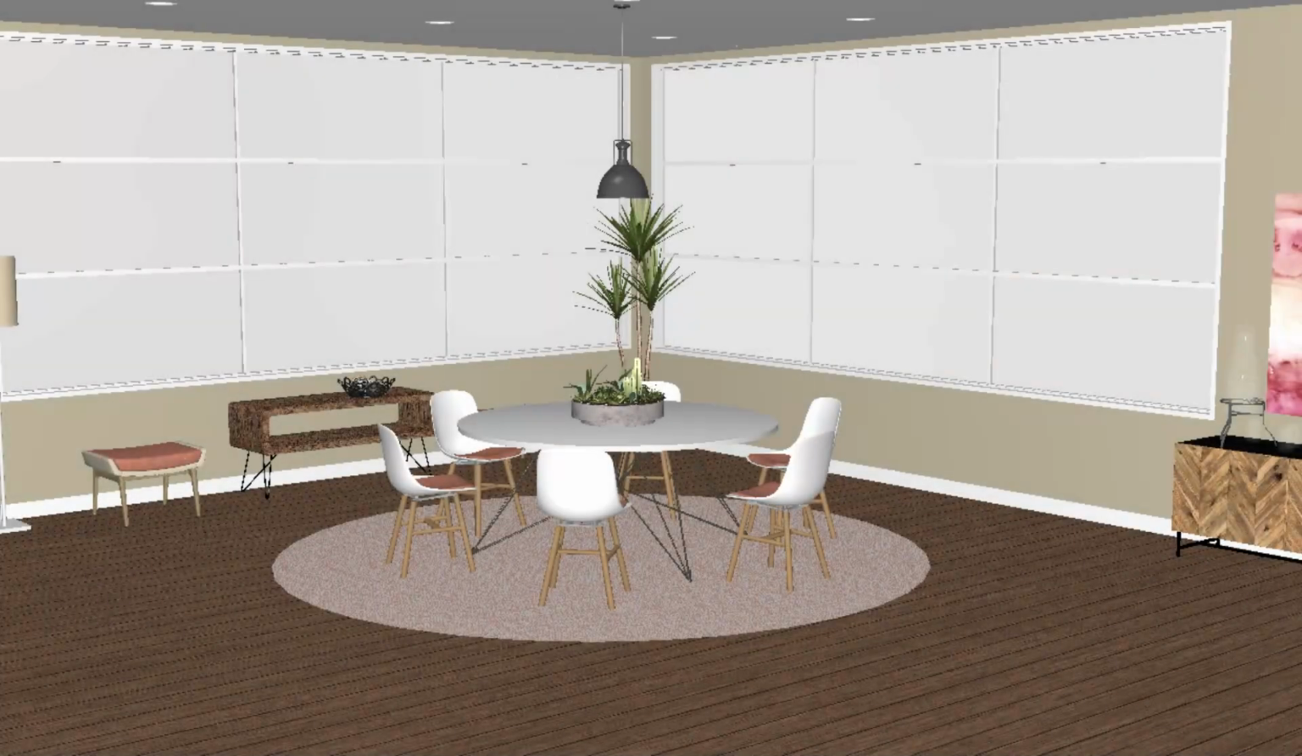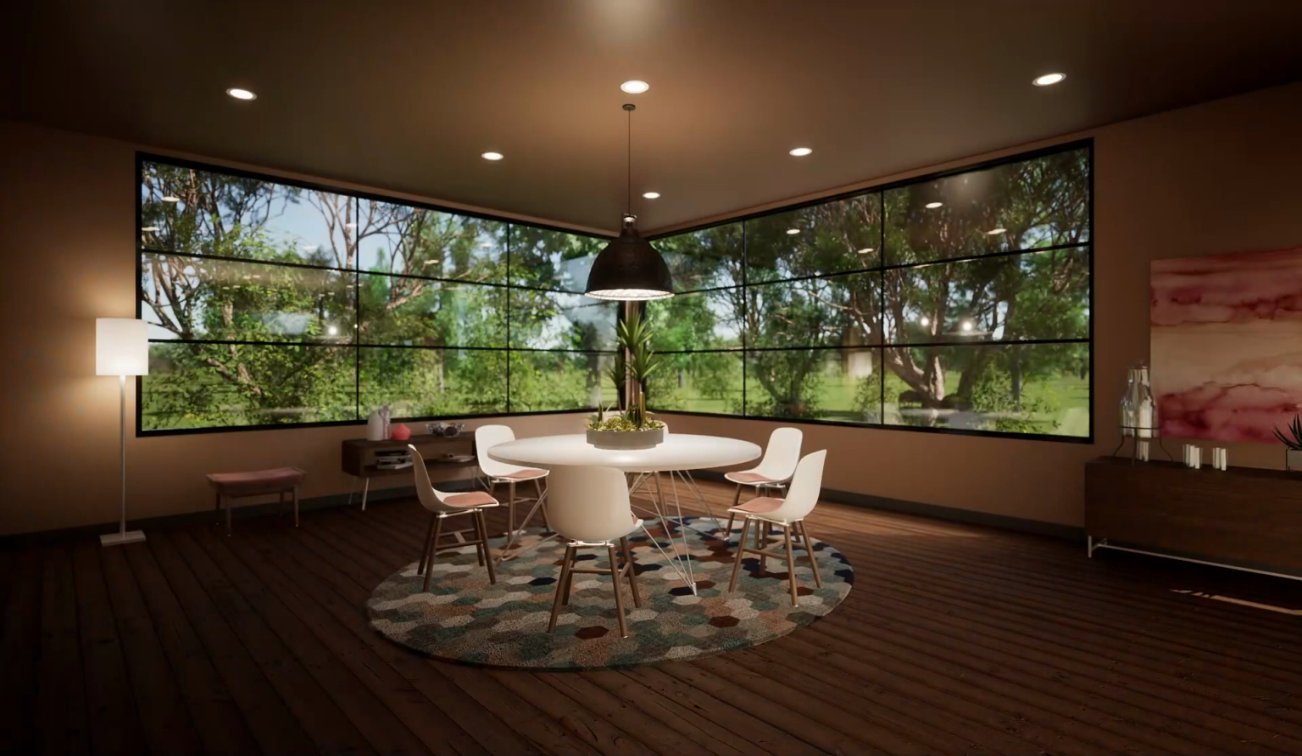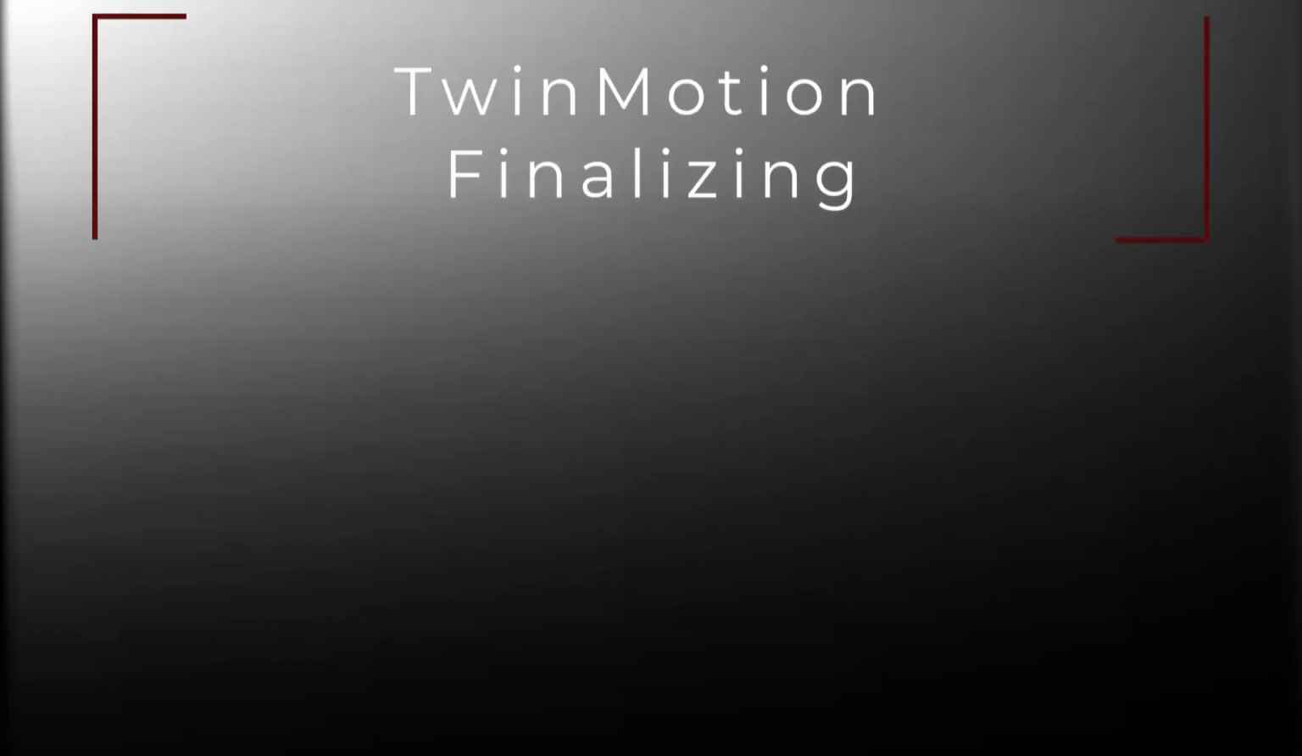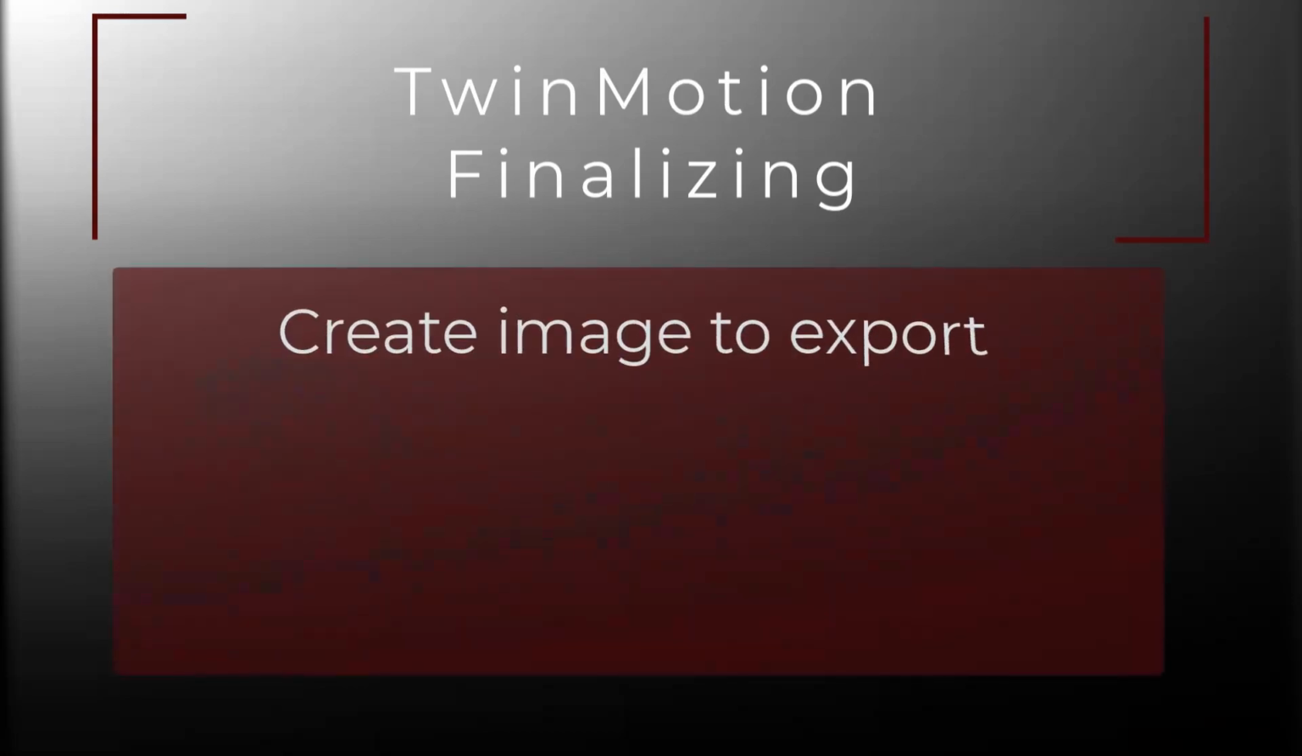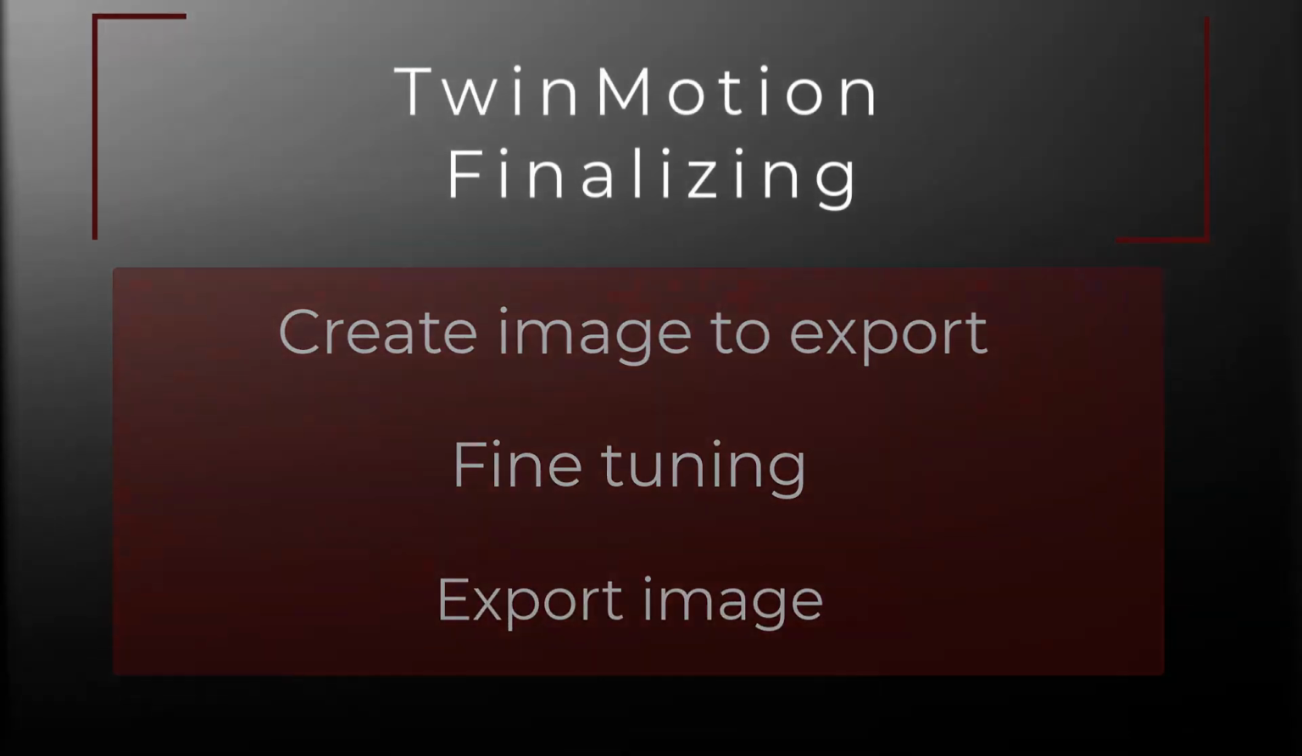All right, everyone, let's bring it home. We have exported from CET, added some scenery, updated some materials, manipulated some objects, and added some lighting. Now it's time to get this image out of TwinMotion and into your client's inbox. Today, we will button up everything and create an image to export. Look at a few of the options for some fine-tuning, and then export our final image.